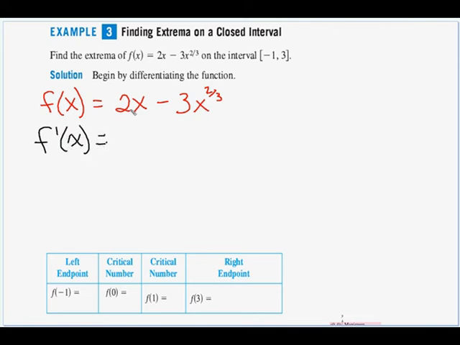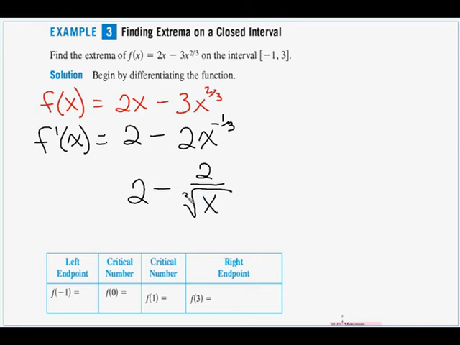The derivative of 2x is 2. And the derivative here, 3 times 2/3 will be 6/3, or 2x. We drop the exponent by 1. 2/3 minus 1 is -1/3. And let's rewrite that without the negative exponent. 2x to the 1/3, or that is the third root of x.